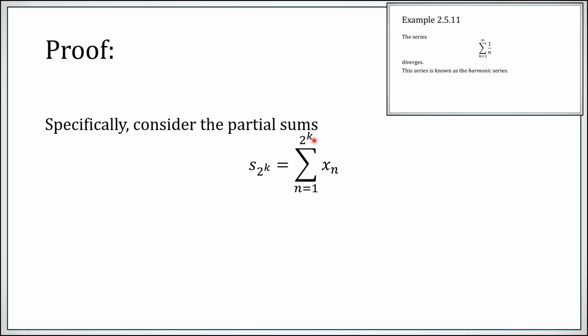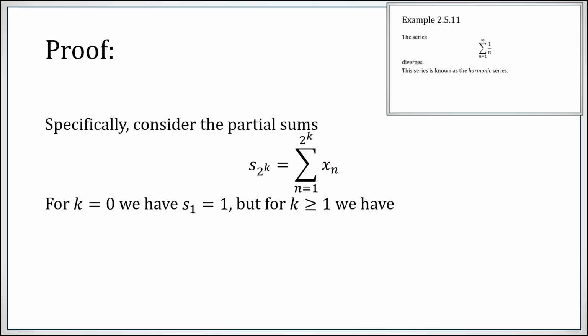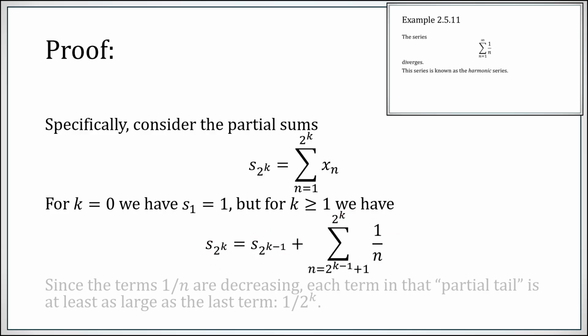So add up the first 2 to the k terms of this series. Now for k equals 0, we simply have the first partial sum, but for k at least as large as 1, you can state that the 2 to the kth partial sum is the previous partial sum plus a whole bunch more terms going from index 2 to the k minus 1 plus 1 all the way out to 2 to the k. So this is just saying that to get the next partial sum in our subsequence, take the previous one and add in all the terms that you would have been missing.